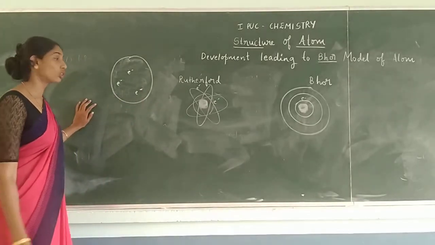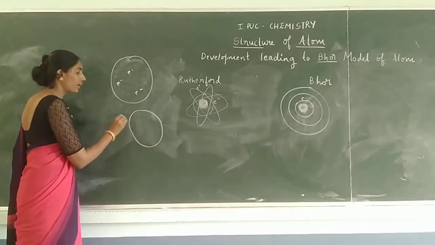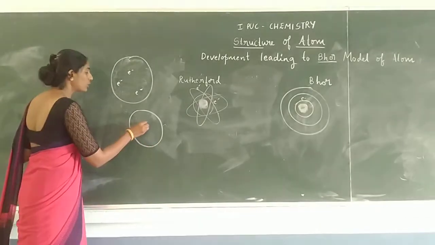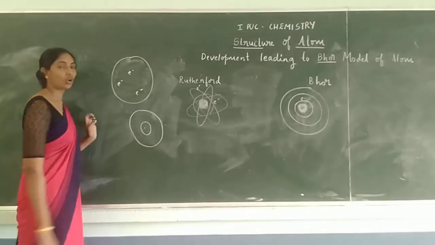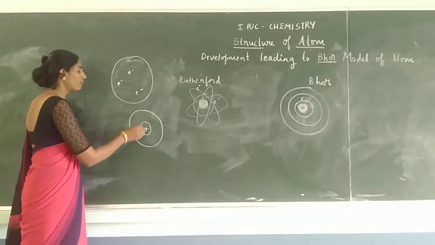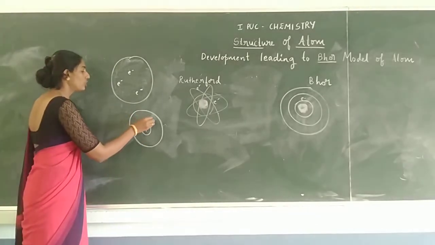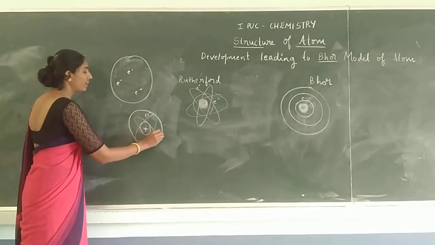But according to the Rutherford atomic model, most of the space inside the atom is empty. This positive charge is located at the center, and this center is called as what? Nucleus. And electrons are revolving around the positively charged nucleus in a random movement.